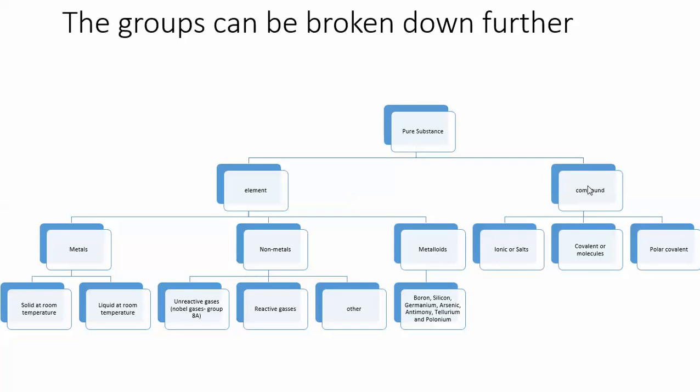And then on the compound side, we haven't talked about these three categories. We'll talk about these later in the semester when we deal with bonding. We have ionic compounds, covalent compounds, and there are actually polar covalent compounds, but these aren't as important for you to understand at this point. The rest of this table we have covered, and I do expect that you'll know it.